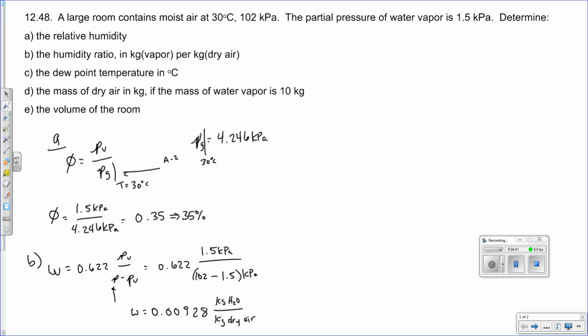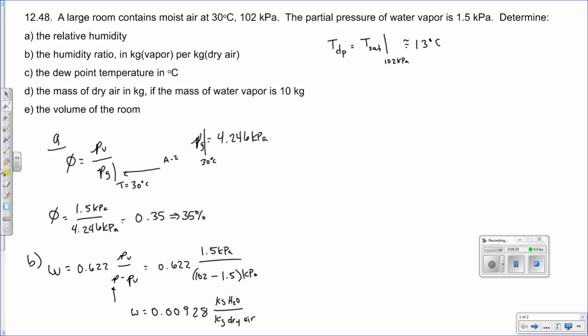Part C is what's the dew point temperature in degrees C. The dew point temperature is the temperature at which dew would appear, okay, condensation would appear, if the air were to cool at constant pressure. So the dew point temperature is pretty simple. It's just a matter of determining the saturation temperature at the vapor pressure condition. So in this case, it's the saturation temperature at 1.5 kPa. So again, we just go to our table. We look up 1.5 kPa, and that's roughly 13 degrees C. Okay.